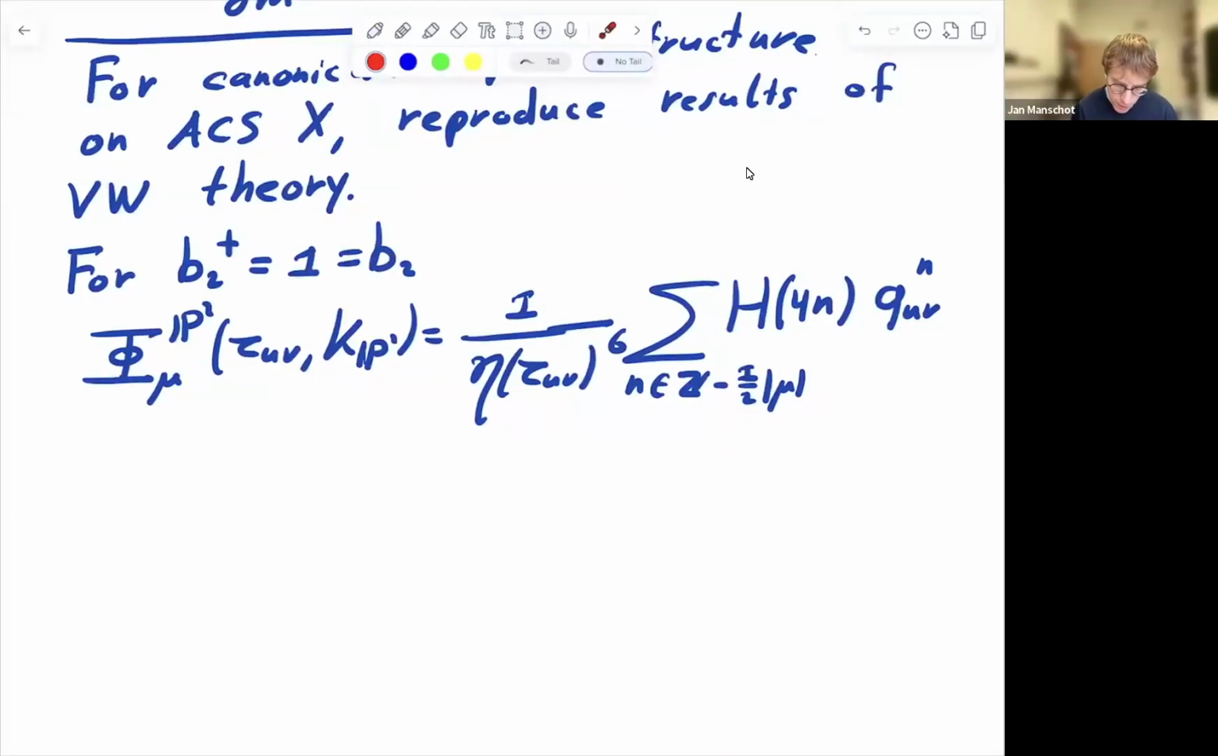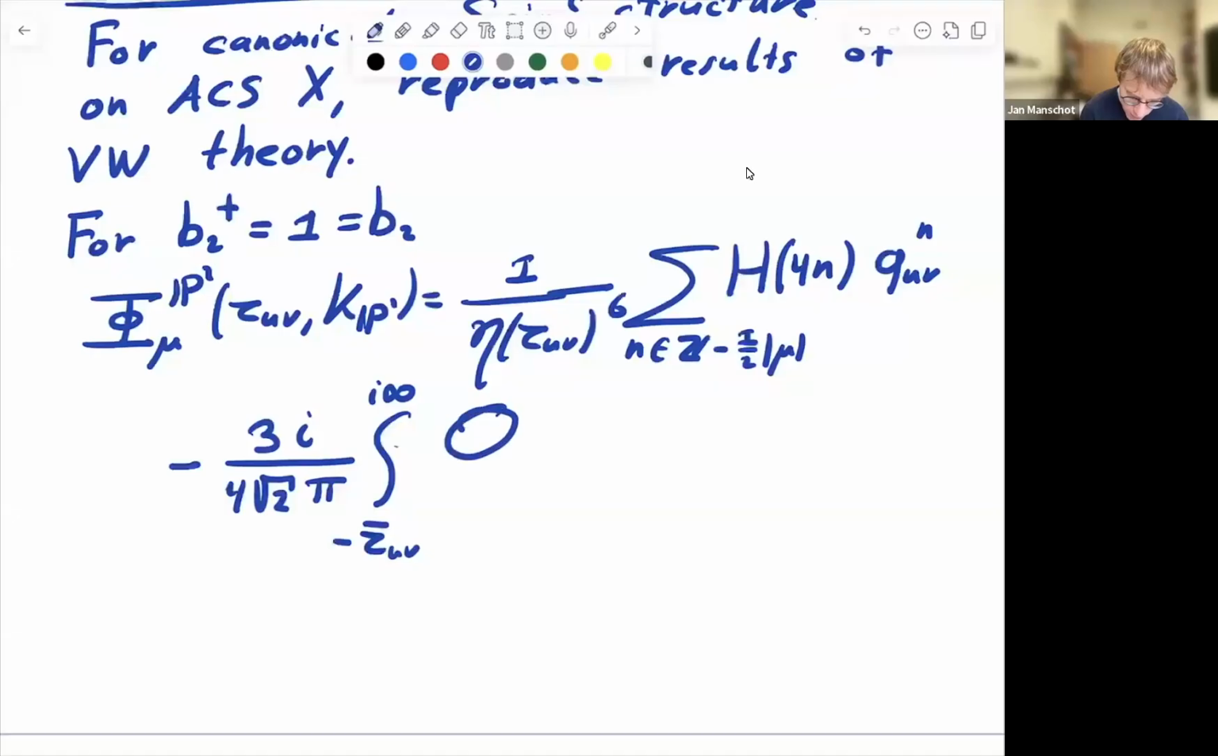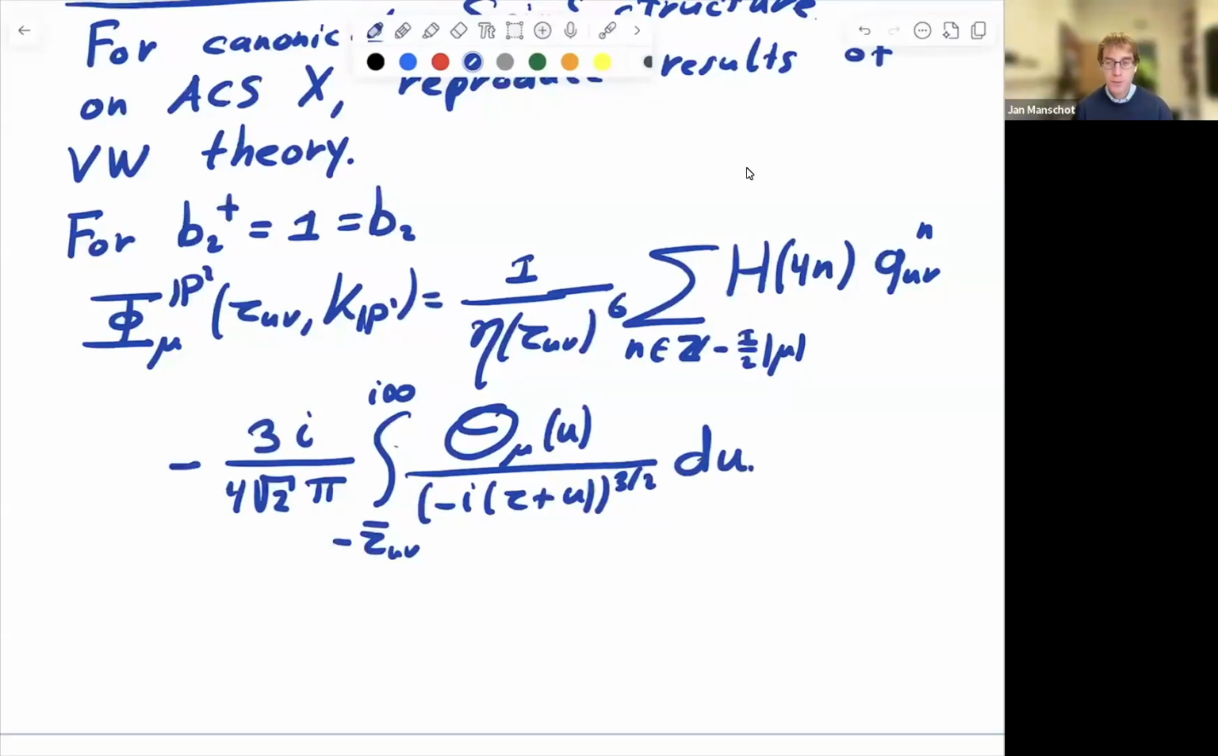And so we derive the mock modular form together with the completion from the path integral of the N=2* theory. So the completion, the non-holomorphic completion, reads 3i over 4 square root of 2 pi times the integral from minus tau bar uv to i infinity of the basic theta function, divided by (minus i tau plus u) to the 3 over 2, times du.